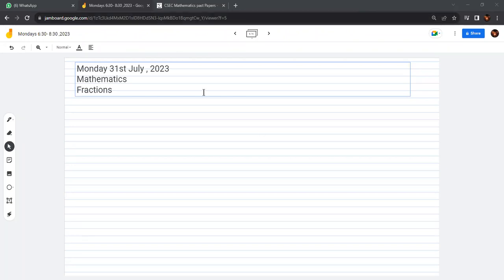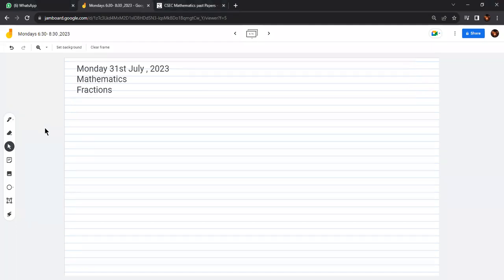So this evening, we're going to look at fractions. But before we start, I just want to do some of the basics to make sure that we're okay with them. Right, so just some reminders.